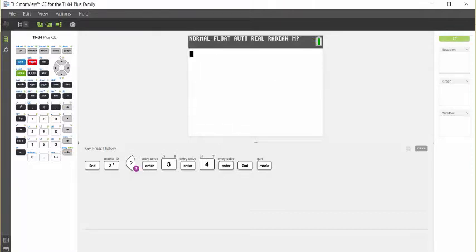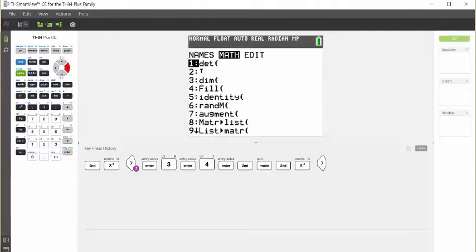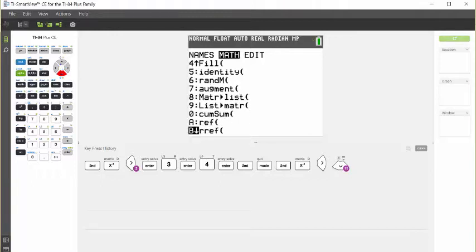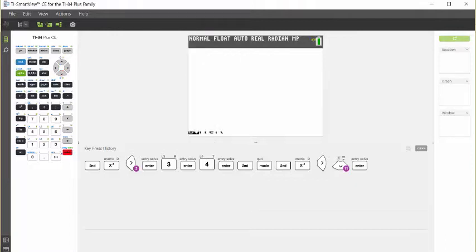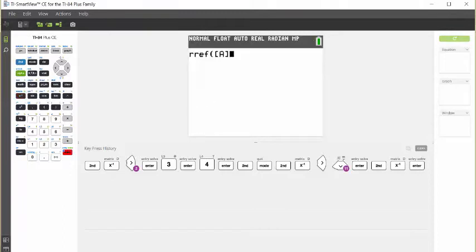Now you want to go do RREF, row reduced echelon form of that matrix. So I'm going to hit second matrix, arrow over to math, and arrow down to RREF, which is letter B. Hit enter. Now I want to tell it to do RREF of matrix A. So again, do second matrix, and your matrix A is already highlighted, so hit enter. Close your parenthesis. And there's your row reduced echelon form of that matrix.